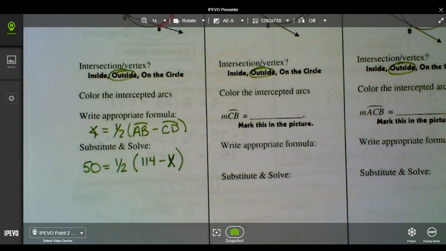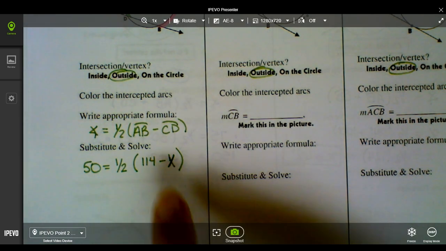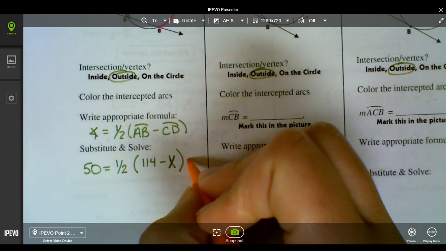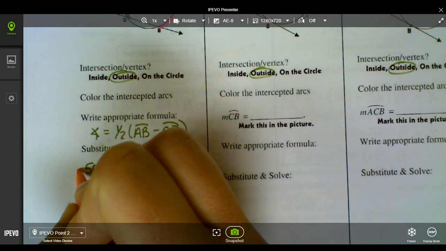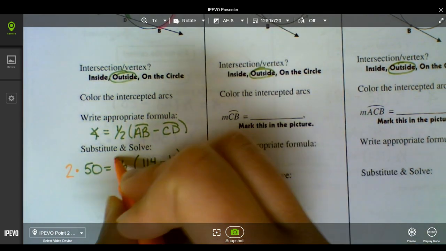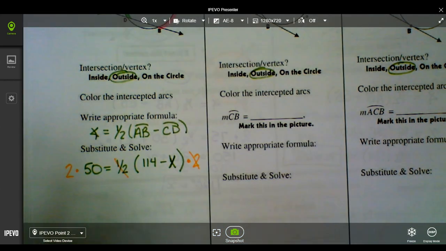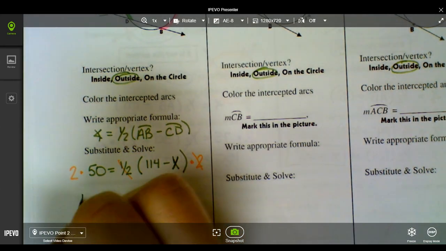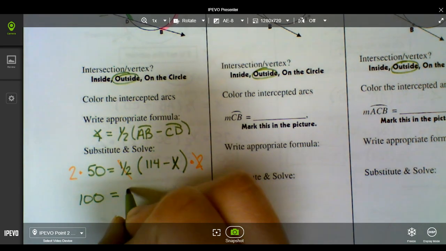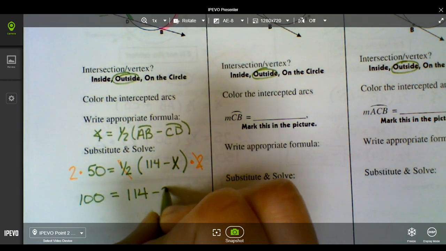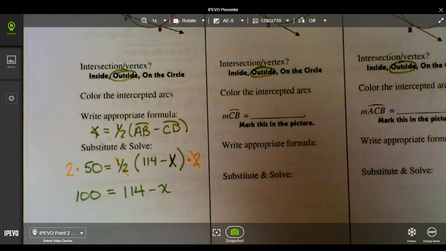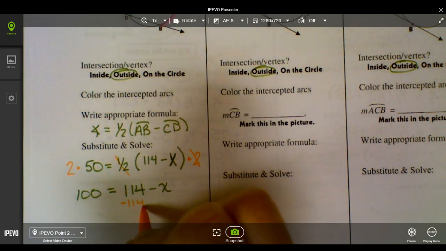All right, so over here, what I would do is I would not distribute because I didn't have the 1/2 x, but you can if you really wanted to, but I'm just going to multiply both sides by 2. So that way the 1/2 and the 2 cancel out over here. 2 times 50 is 100, and 100 equals 114 minus x. And notice how it's like a minus x.